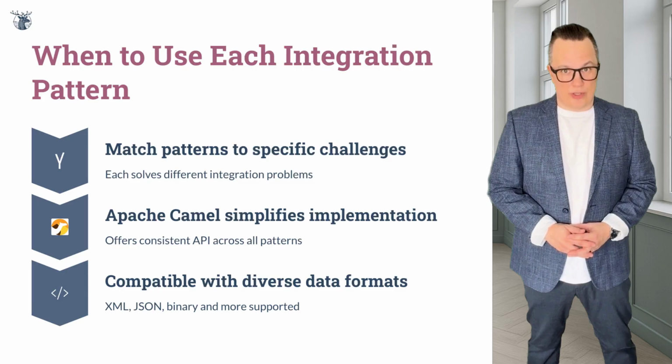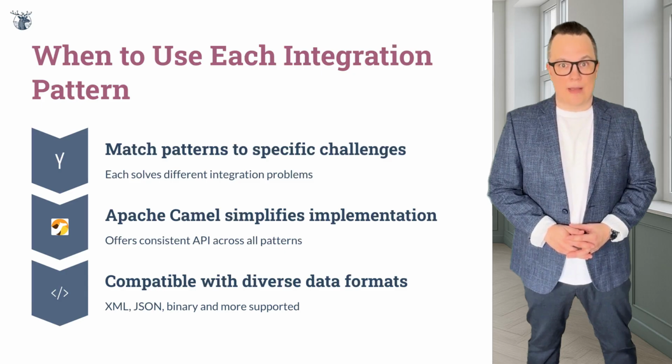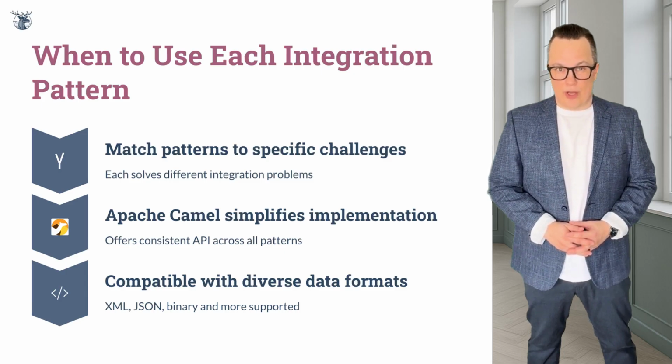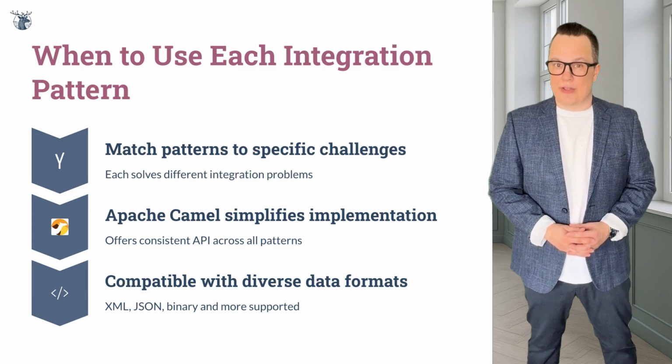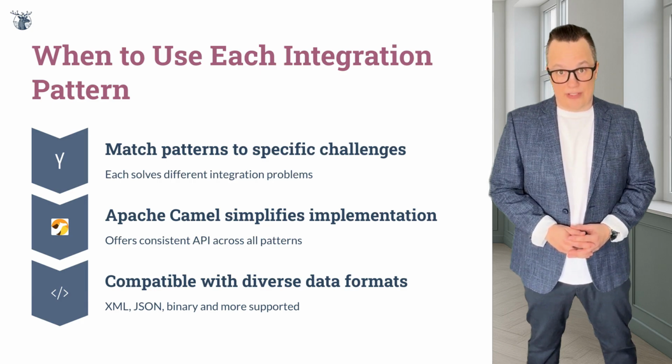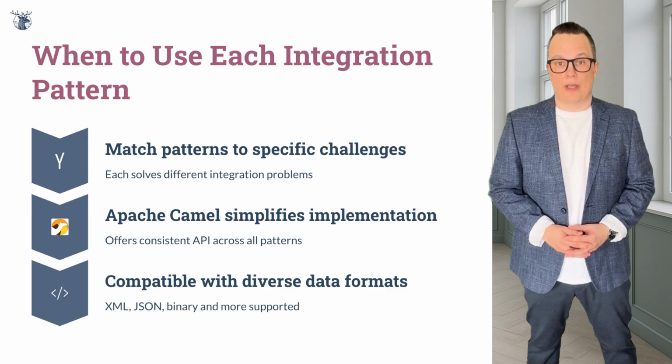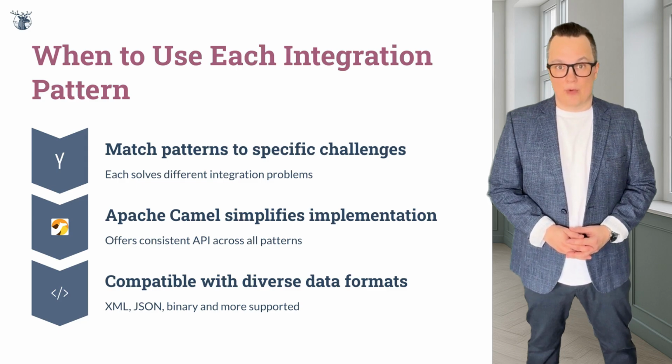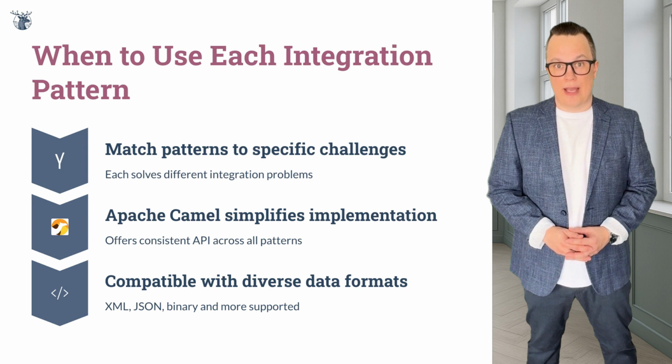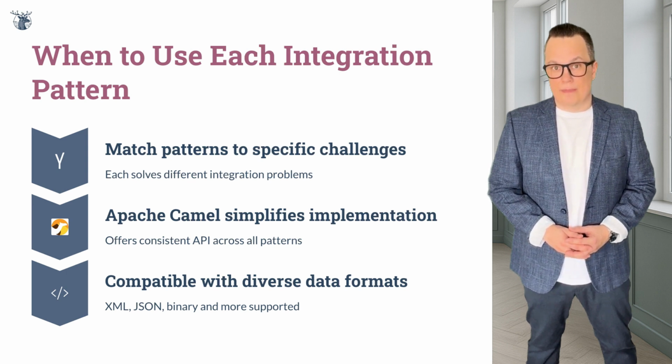Now that we've gone through the key integration patterns, let's take a moment to think about when to use each one. The answer depends on the problem you're solving. PubSub is great when you want multiple systems to react to one event without knowing about each other. Request response works when you need a direct answer right away. Routing helps when messages need to go different places depending on their content.